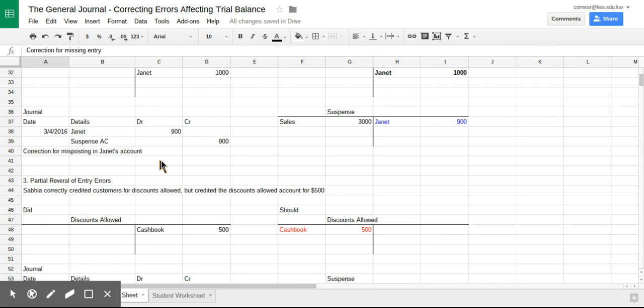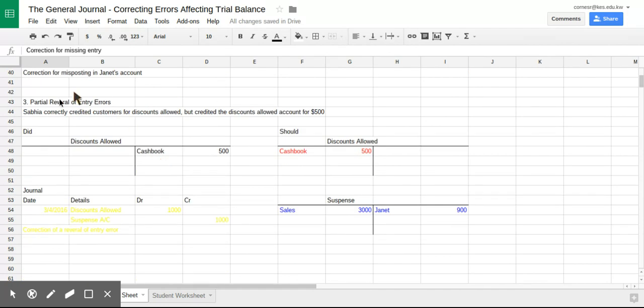Final example we're going to look at, this one's a bit of a strange one. We're going to look at a partial reversal of entry error. What's happened here is Sabia has correctly credited the customer for discounts allowed, but she's credited the discounts allowed account, and she should have debited the discounts allowed account because that is an expense for the business. So what she's done is that. What she should have done is in red. So how are we going to correct it?